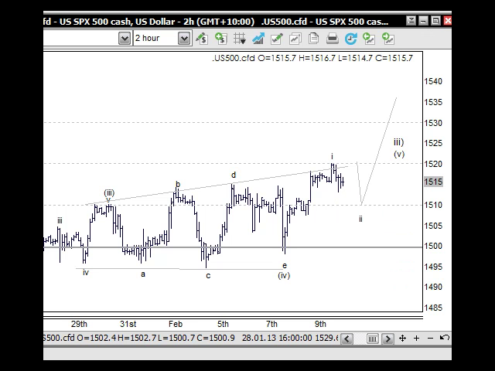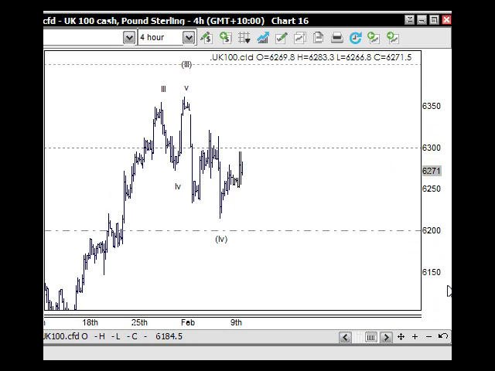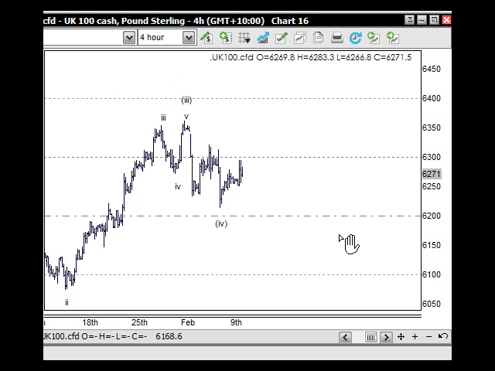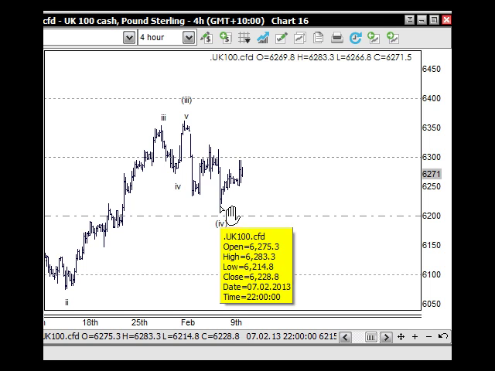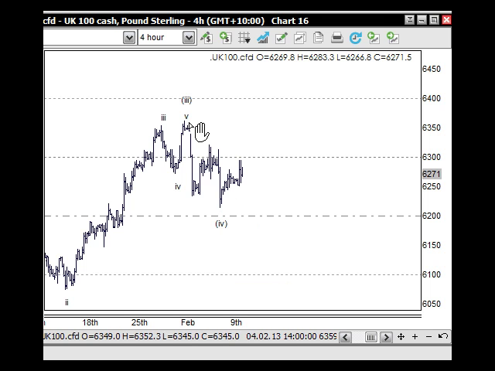The European markets. This is the FTSE here, the 4-hour chart. Now we do have a 3-wave structure here, so it's a wave 4, so it could get a bit uglier, but we do have a 3-wave structure here, so it is corrective. That means that we should see more upside eventually through here, and it can be from here.